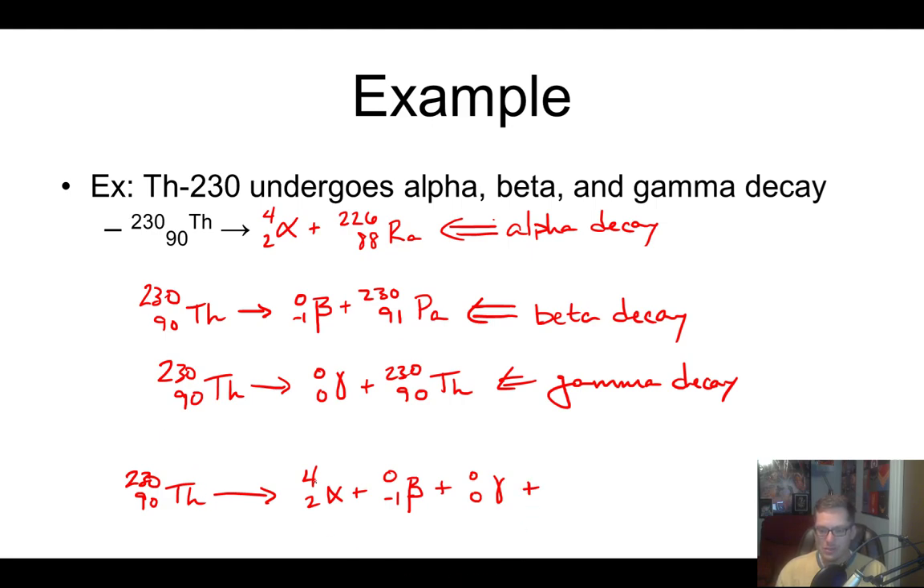Well, we've got 4 plus 0 plus 0 needs to equal 230 plus some number, so that's got to be 226. So the mass number is going to be 226. So 2 minus 1 plus 0 plus some number has to equal 90. Well, 2 plus a minus 1, that's 1, so this guy has to be 89. If we take 89 minus 1, that gives us 88, plus 2 gives us 90, so those add up to each other. So we're at 89, we find 89, and it's an actinium. It's Ac, all right? So that's three ways to balance it.